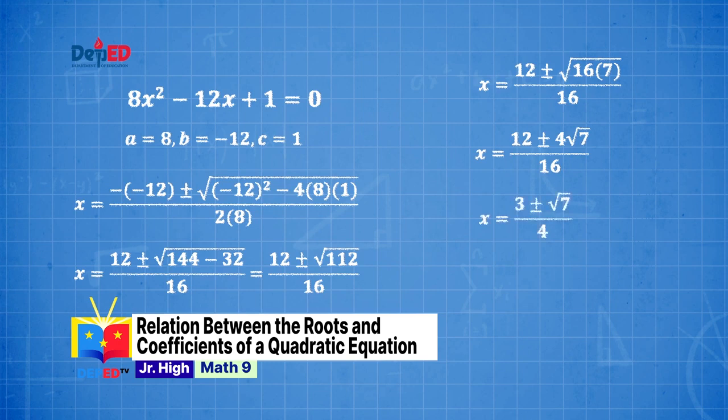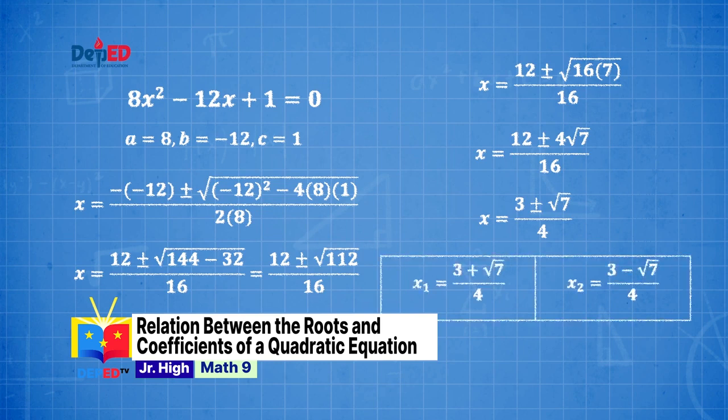12, 4, and 16 are divisible by 4. So, we apply the concept of GCF to reduce the expression to its lowest term. We split the equation into 2, showing the unequal nature of the roots. We are supposed to solve for x as the last step. The values of x are 3 plus the square root of 7 all over 4 and 3 minus the square root of 7 all over 4.